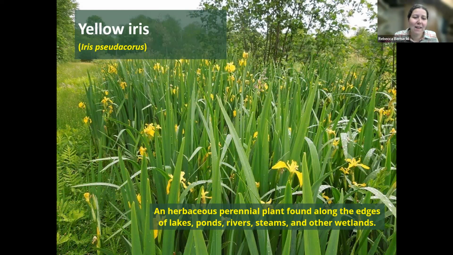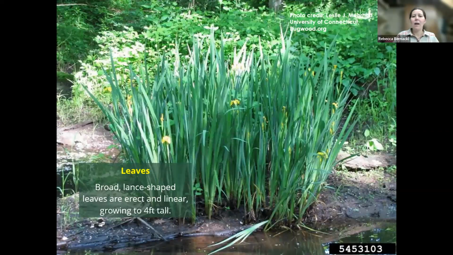Yellow iris is an herbaceous perennial. It's found on the edges of lakes, ponds, rivers, streams, and other wetlands. Its leaves are these broad lance-shaped leaves that are erect and linear, and they do grow to be about 4 feet tall.